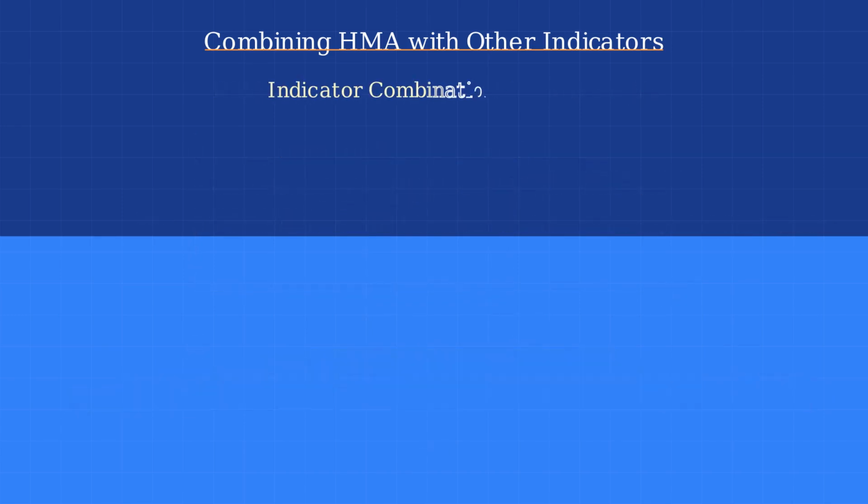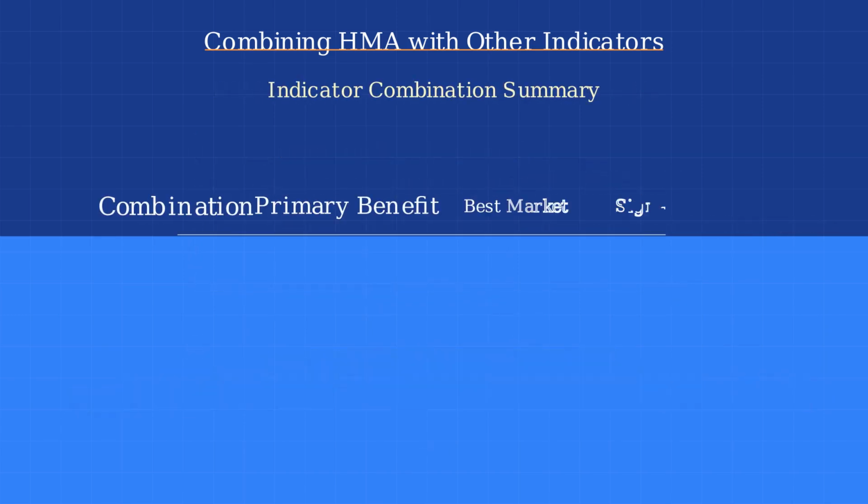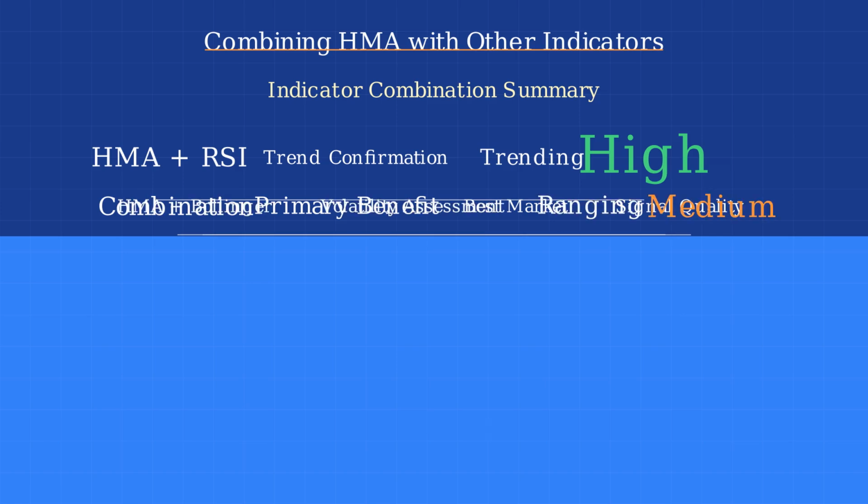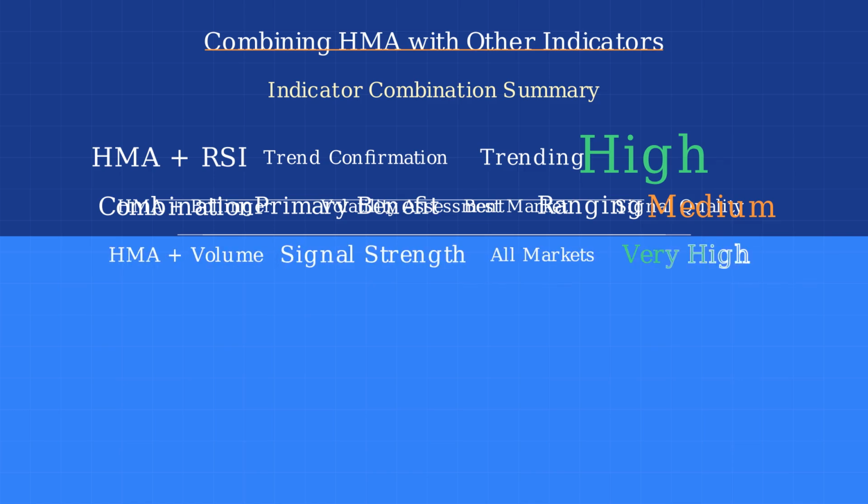Let's summarize the key indicator combinations with HMA we've discussed. HMA with RSI provides excellent trend confirmation and works best in trending markets. HMA with Bollinger Bands excels at volatility assessment and is particularly effective in ranging markets. HMA with volume indicators offers the strongest signal confirmation and works well across all market conditions.